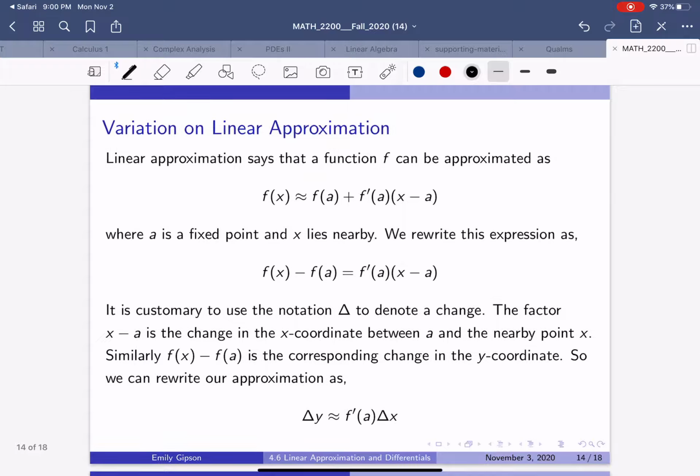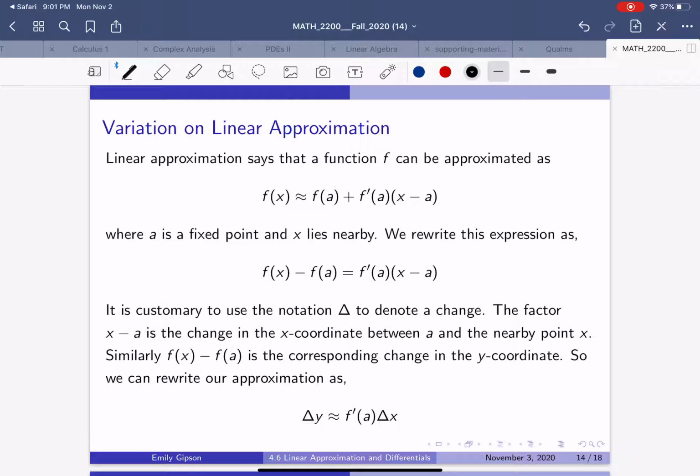So here's a little bit more information, and this will probably become clearer and clearer later on in the course when we start talking about integrals. But it's good to introduce it as early as we can so you have time to get used to the notation. A linear approximation says that the function f can be approximated as f of a plus f prime of a times x minus a, where a is a fixed point and x lies nearby.